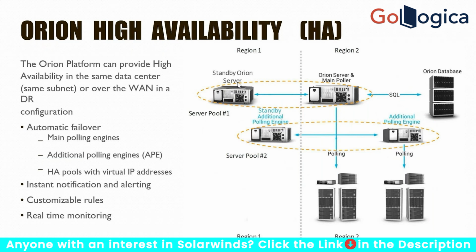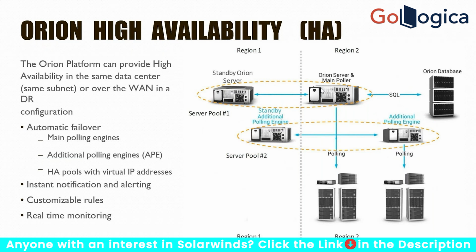If it is within the same LAN, you have to make use of a virtual IP address. If it is within a WAN, WAN meaning two sites, you have to get a virtual host name. How does high availability work? I was telling you about the virtual IP and the virtual host name, right?